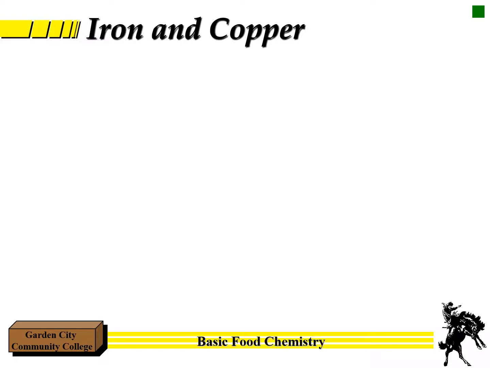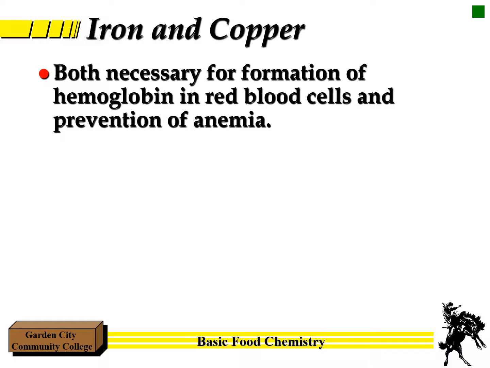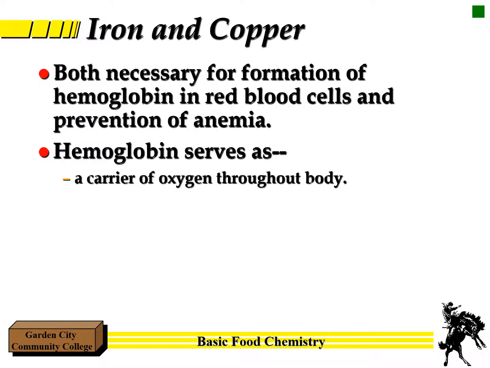All right, next let's transition to iron and copper, and kind of combine those together. Both of them are necessary for formation of hemoglobin. Hemoglobin is the pigment you find in blood, and the heme ring that comes from the iron basically has an affinity for oxygen. So it is the carrier for oxygen throughout the circulatory system, taking it to every place that it is needed. So again, formation of hemoglobin in red blood cells, but also preventing anemia, which is a lack of iron. As I mentioned, hemoglobin serves as your carrier for oxygen throughout the entire body.